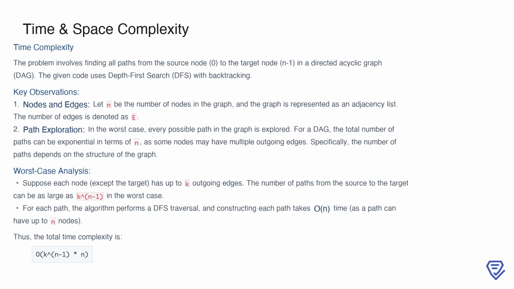To analyze the time complexity of this problem, we start by noting that we are tasked with finding all paths from the source node to the target node in a directed acyclic graph, or DAG. The algorithm uses depth-first search with backtracking to explore these paths. Let's break this down. If n is the number of nodes in the graph and e is the number of edges, the graph is represented using an adjacency list.